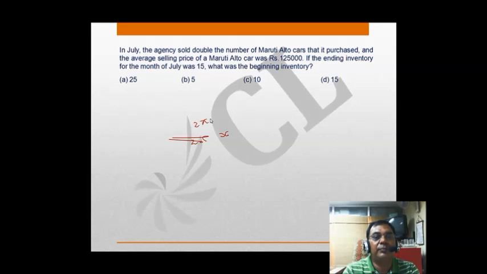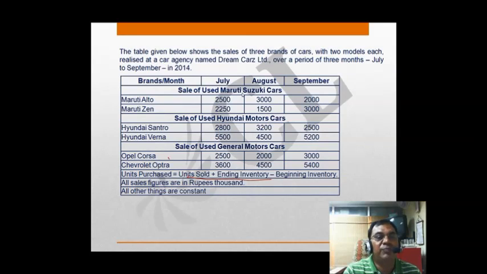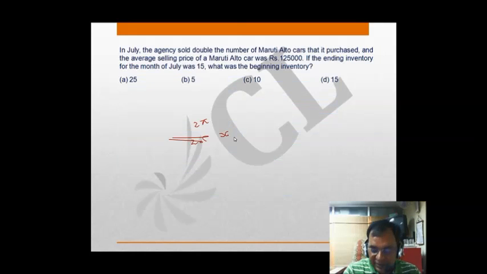Now, here Maruti Alto is 2500. So that means, because it is 125 and everything is in 1000, sold is 20 cars. So purchased is 10 cars. So inventory has come down by 10, because it sold 20 cars and purchased 10 cars. If the ending inventory of July was 15, what was the beginning inventory? It is 25, because the decrease is only 10. So I think one question can be done.